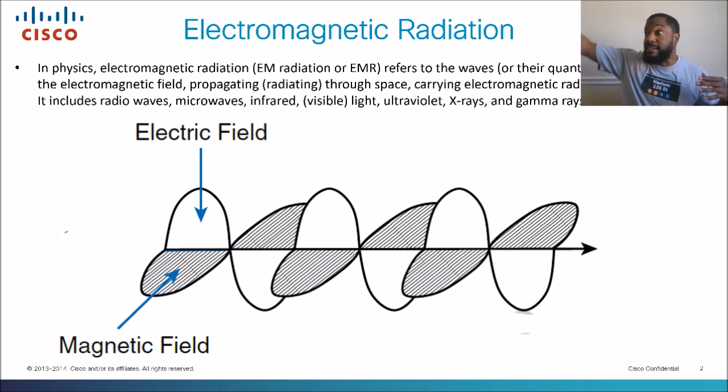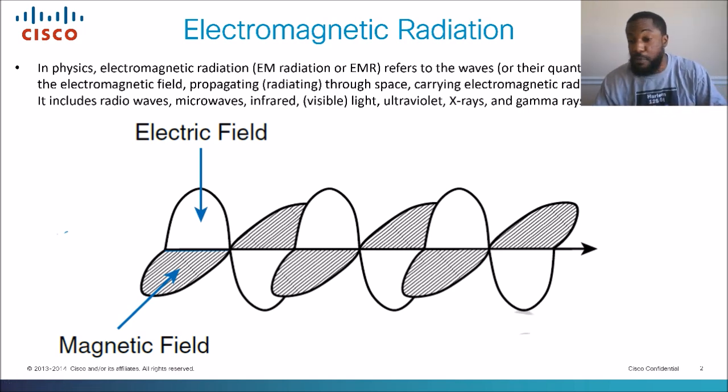Like I said, sun rays would be considered electromagnetic radiation. X-rays could be considered electromagnetic radiation. There's all kinds of electromagnetic radiation. I'm going to show you the difference between stronger ones versus weaker ones. Carrying electromagnetic radiant energy, it includes radio waves. Yes, radio waves are also considered electromagnetic radiation. Microwaves, like I said before, infrared, visible light, ultraviolet, X-rays, and gamma rays.